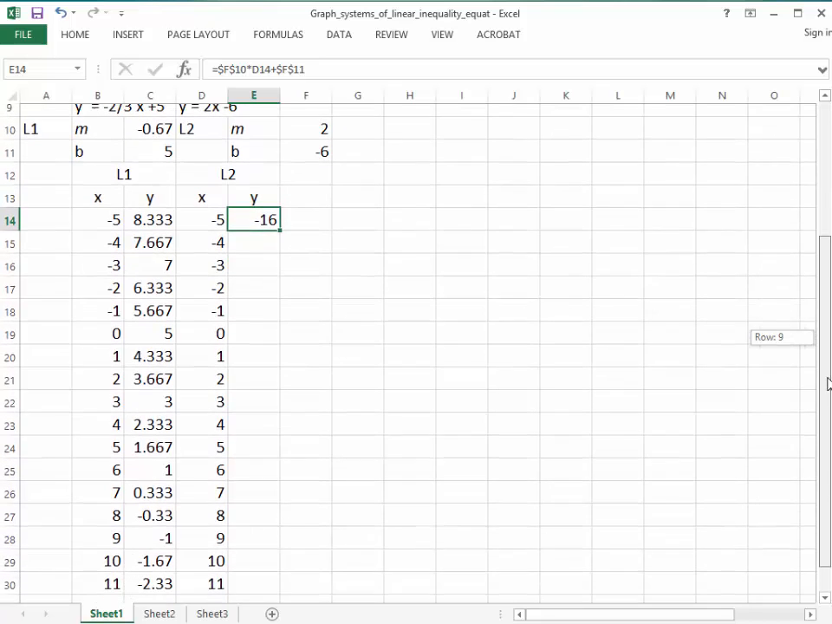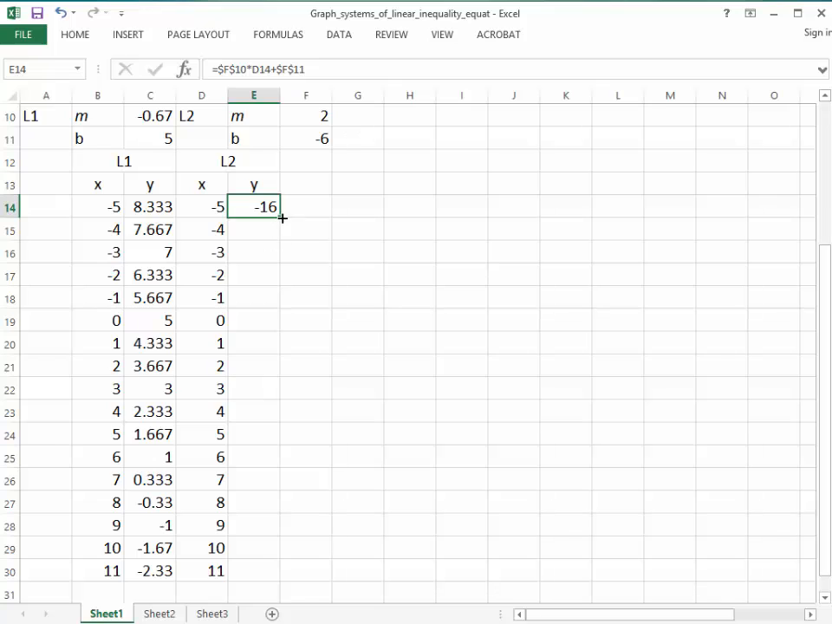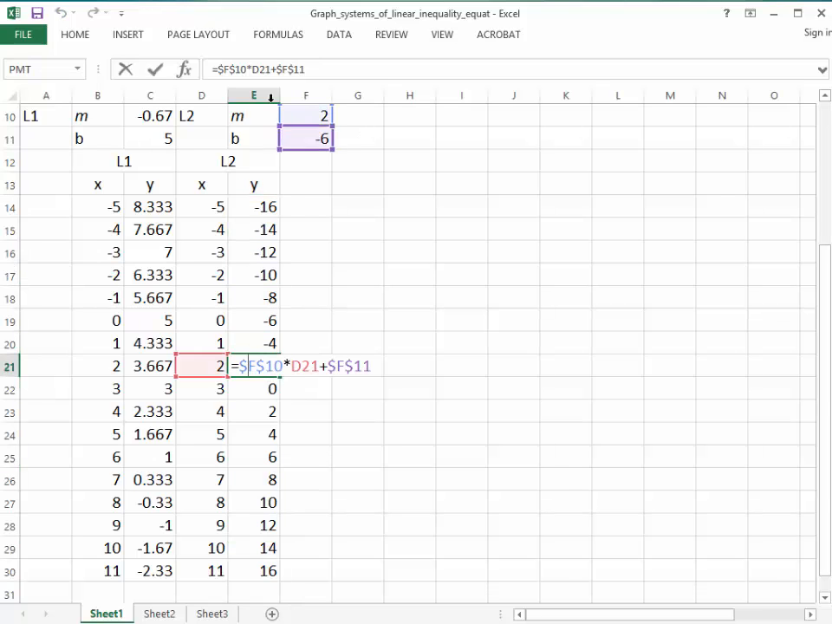Again, we're going to scroll this down so we get the corresponding y values from negative 4 to positive 11. And this time, let's see what happens when x is equal to 2. We have 2 times 2, which is 4, plus the negative 6, and that gives us negative 2.